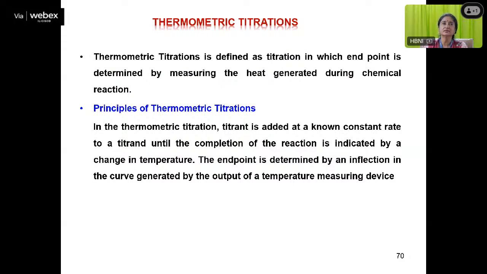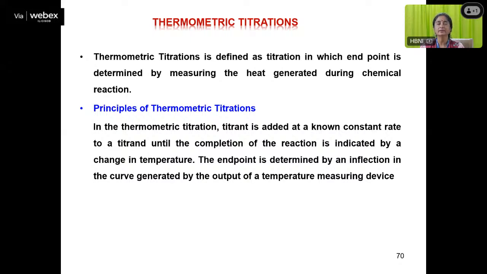Now, the last one is the thermometric titrations. Thermometric titration is defined as titration in which the endpoint is determined by measuring the heat generated during chemical reactions. During our first class, we have seen there are various types of titration: acid-base titration, complexometric titration, precipitation titration, and then two or three more like potentiometric titration. Here another type is thermometric titration, not very common, but still it gives very important information.